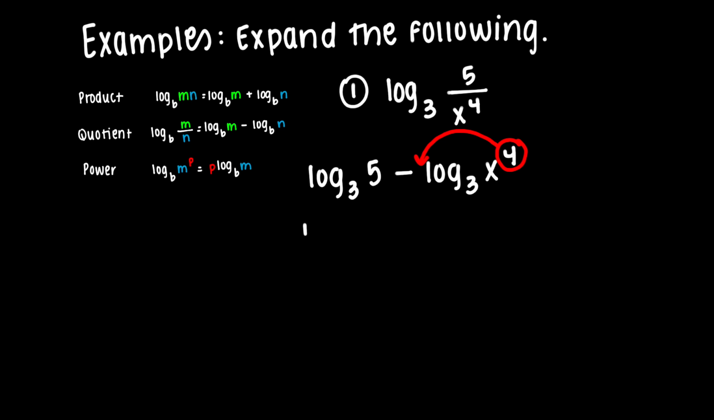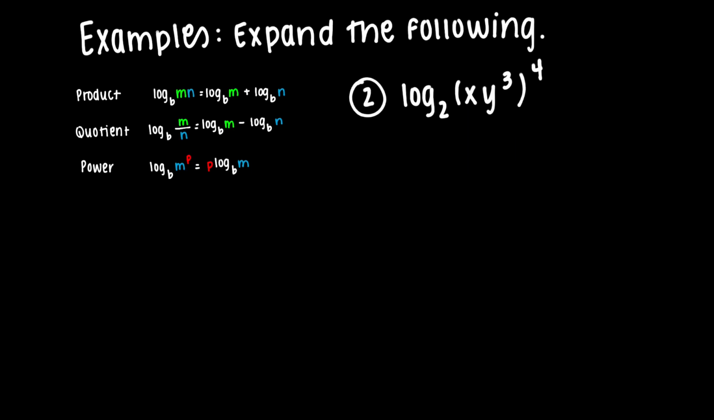So I still have log base 3 of 5 because that one's done. But now I have minus, that 4 comes to the front, and then you still have log base 3, and since the x to the 4th lost its exponent, it's just x. This is your final answer. This log has been expanded.